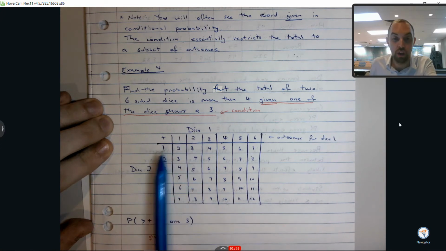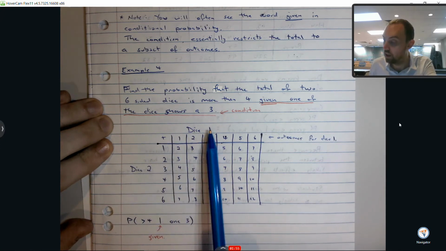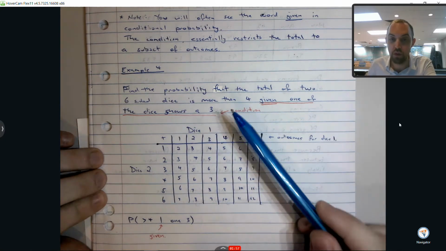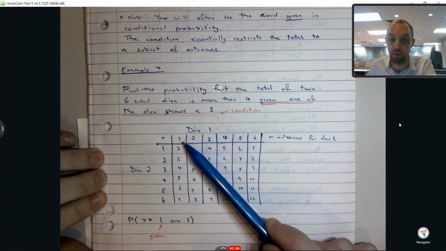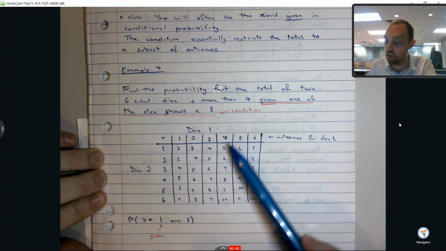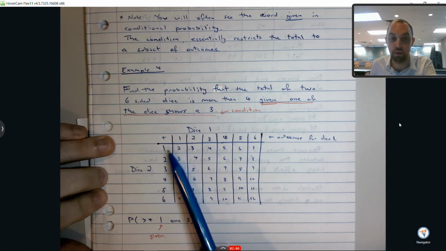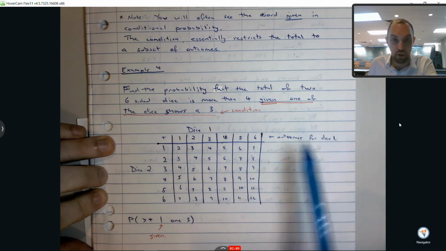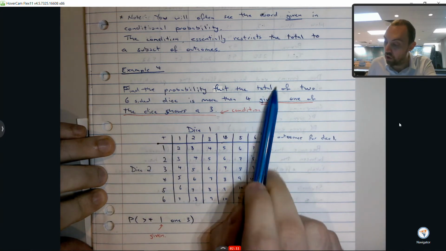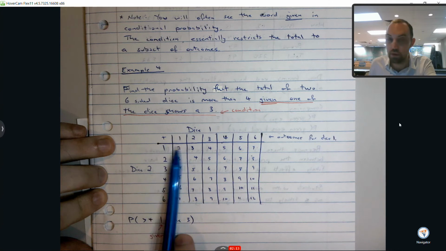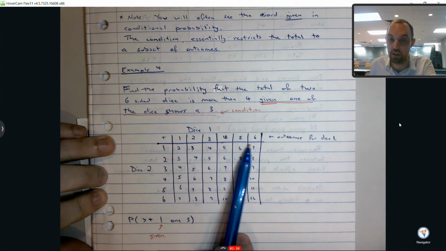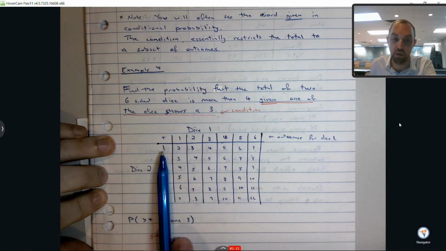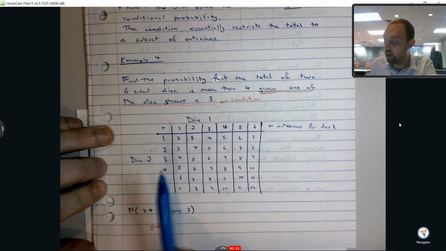We've got 2 dice, so it makes it perfect for a two-way table. We've got the outcomes for the first dice: 1, 2, 3, 4, 5, and 6. And we've got the outcomes for the second dice: 1, 2, 3, 4, 5, and 6. So we are looking at the total, which means we are adding both the results of the dice. So we can get 2, 3, 4, 5, 6, and 7 when one of the dice shows a 1.